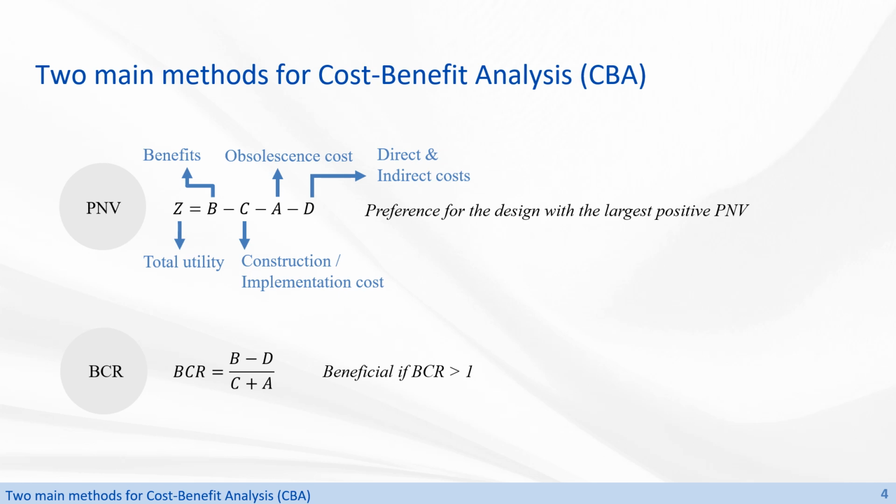The first one is the present value, where Z is the total utility, B is the benefits derived from the existence of fire safety measures, C is the cost of construction or the cost of implementation or maintenance of the fire safety measures, A is the obsolescence cost, and D is the direct and indirect costs. These terms also allow an evaluation of the benefit-cost ratio, namely BCR.